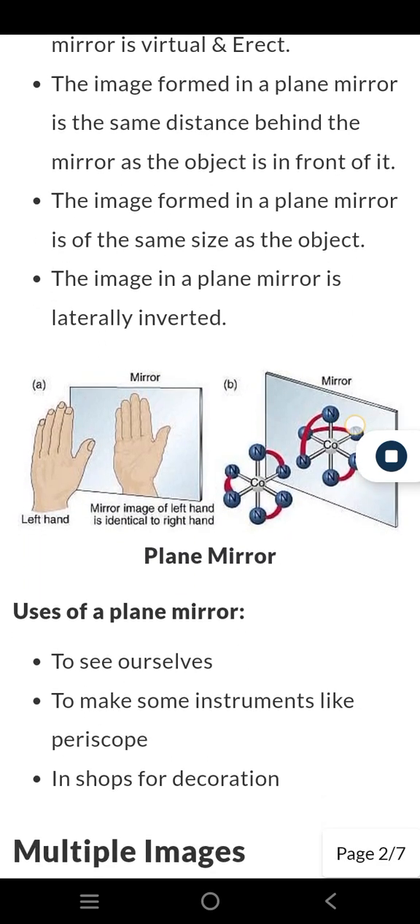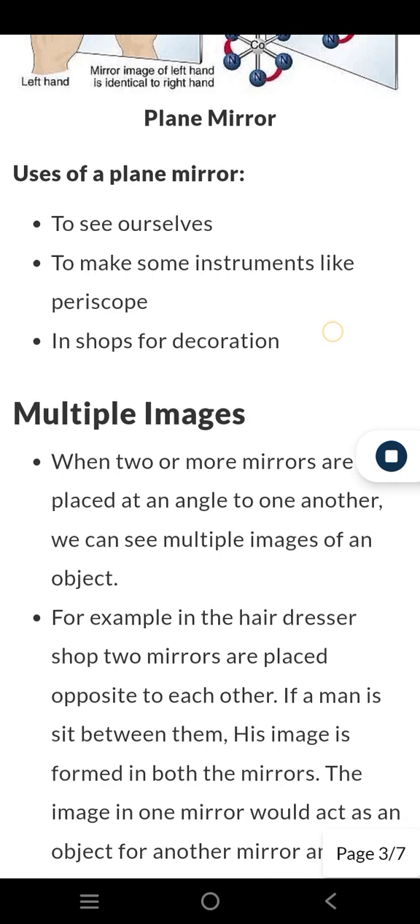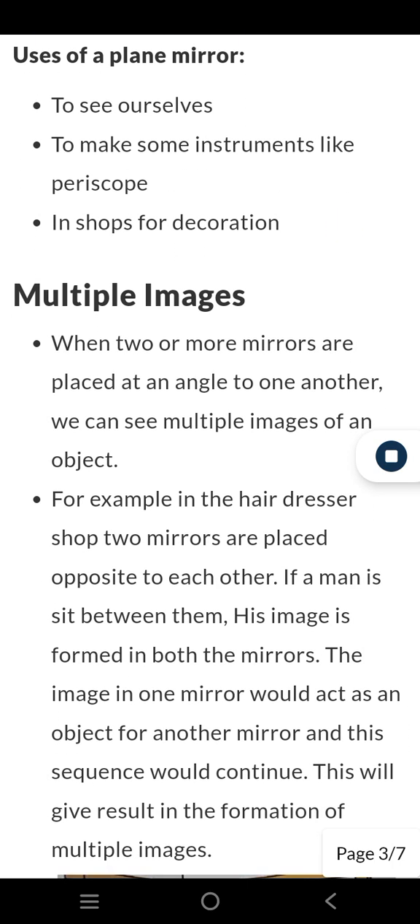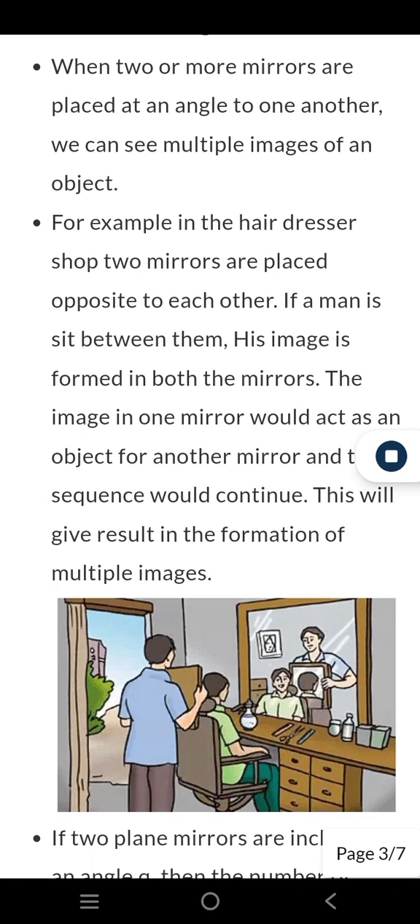Uses of a plane mirror: to see ourselves, to make some instruments like periscope, and in shops for decoration. Multiple images. When two or more mirrors are placed at an angle to one another, we can see multiple images of an object. For example, in the hairdresser shop, two mirrors are placed opposite to each other.